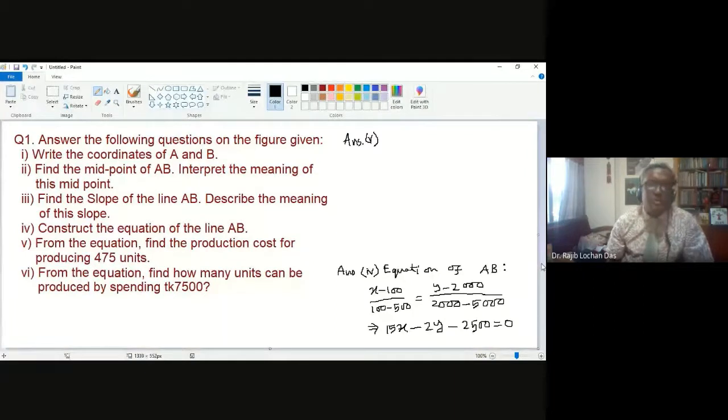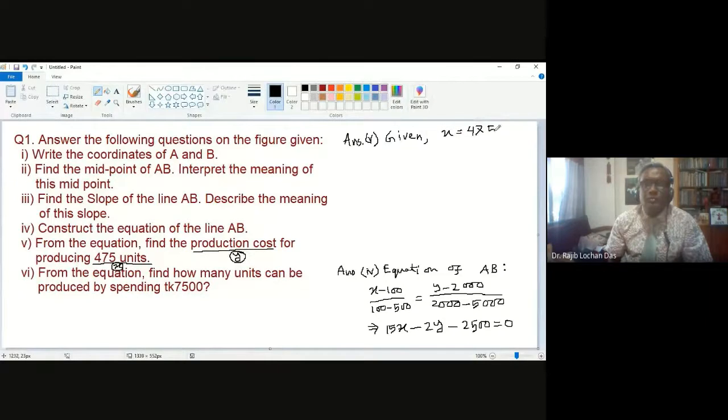Now go to the next question, 5. They have said from the equation you find out. So what is the given thing, and what do you need to find out? You need to find out the production cost. What is production cost? It is actually Y. And what is the given thing? How many units produced? So it is X. So you will write, okay, given that X equals 475.